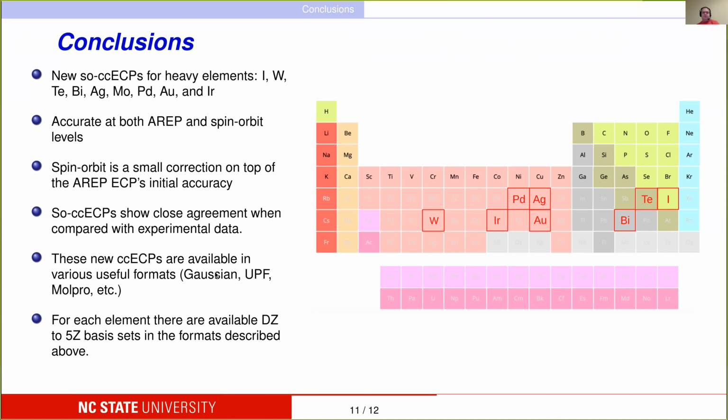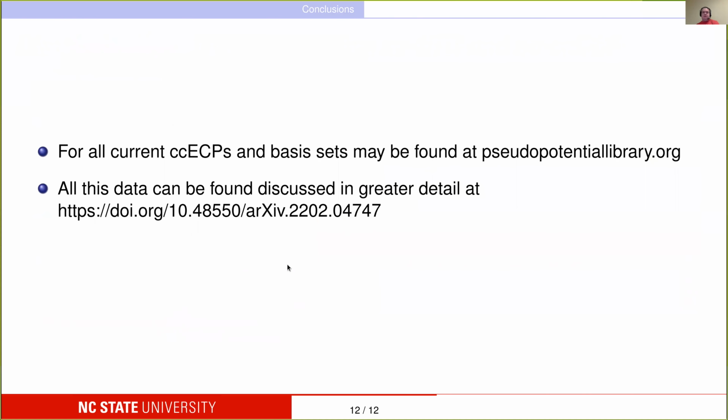In all the formats described above. For all current ccECPs and basis sets, they can be found at the pseudopotentiallibrary.org, and all this data can be found and discussed in much greater detail on arXiv with our current paper that is under review after being submitted to the JCP.